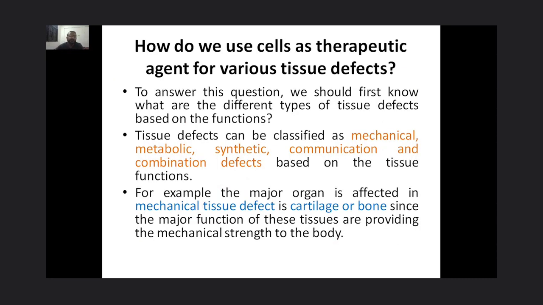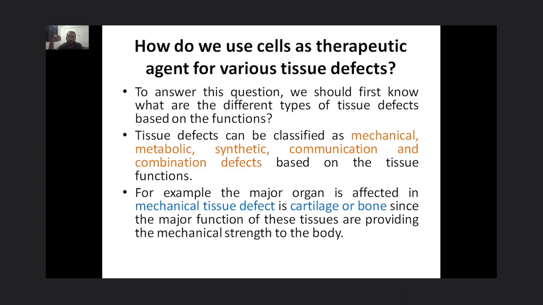How do we use cells as therapeutic agents for various tissue defects? To answer this question, we should first know the different types of tissue defects based on function. We know these are mechanical, metabolic, synthetic, communication and combination defects. That means this is classified based on function. For mechanical function, we have bone, cartilage and all those kinds of tissues. Whereas when you are talking about metabolic, it is the production of hormones, certain proteins, or certain biological compounds.